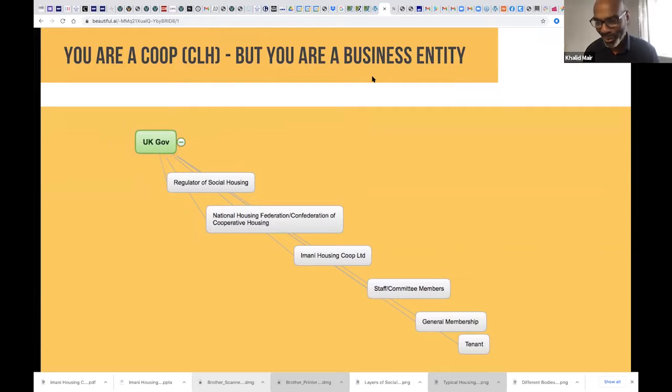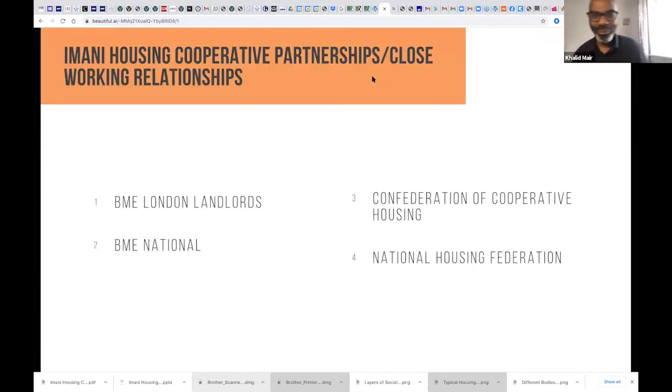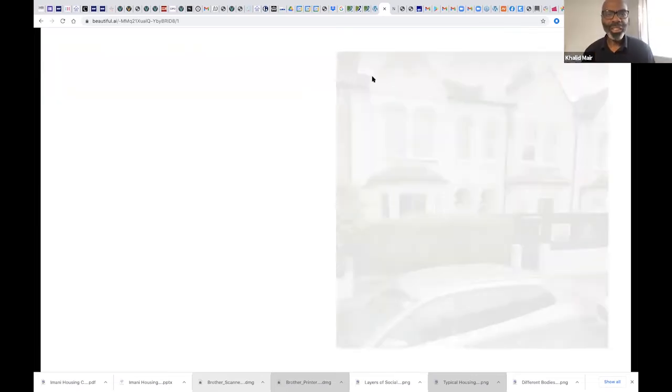Social housing is now, I think, different, and some of them have moved on to being like captains of industry. So you have to develop really good support relationships with the various groups out there. We're part of something called BME London Landlords, and there's BME National. We refer to them for policies or good practice in co-ops. We go to our umbrella body, the Confederation of Cooperative Housing, and we're also a member of the National Housing Federation. All of these organizations give you that support to stick to the right guidelines in terms of what you should be doing operationally.